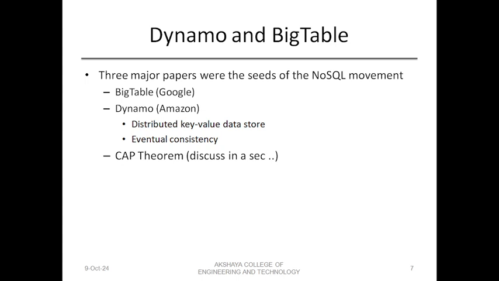And what are DynamoDB and Bigtable? They are specifically NoSQL databases that are developed and used by Google and Amazon. DynamoDB is based on distributed key value, and it maintains consistency. We will be following the CAP theorem instead of ACID properties here. We'll discuss what the CAP theorem is in the forthcoming slides.